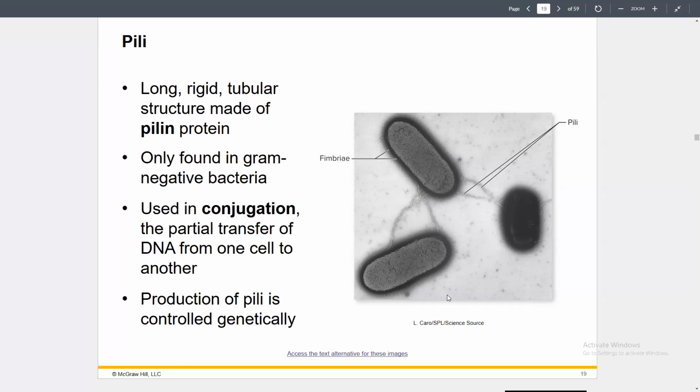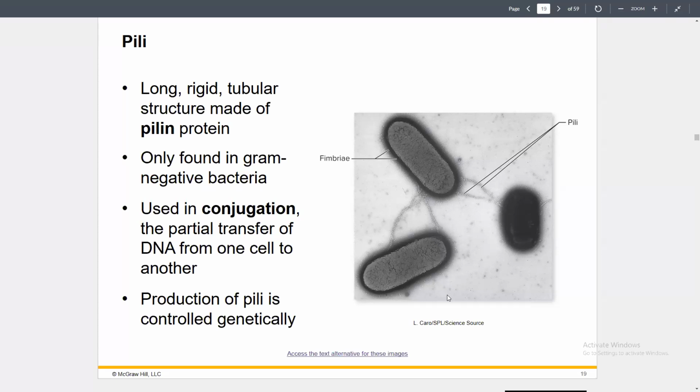So these are used in conjugation. I'm sure you guys have heard about prisons having conjugal visits. So this is that. Think of when I say conjugation or conjugal or something like that. In this context, you can think sex, because these are actually called sex pili. And what do these allow for? DNA transfer between these bacteria.